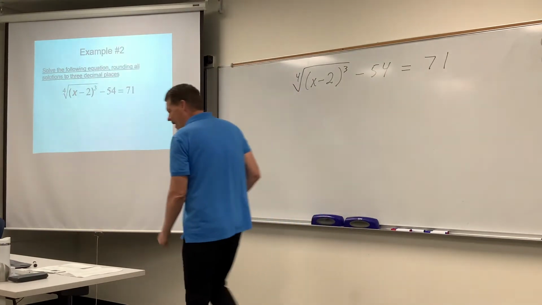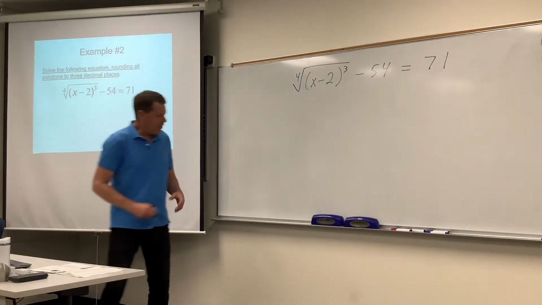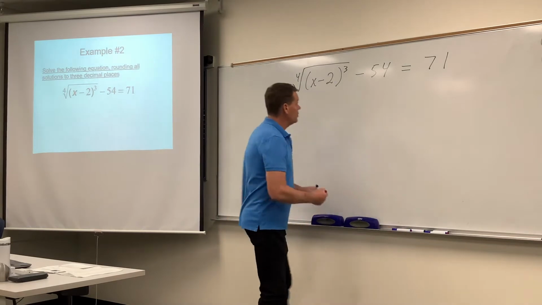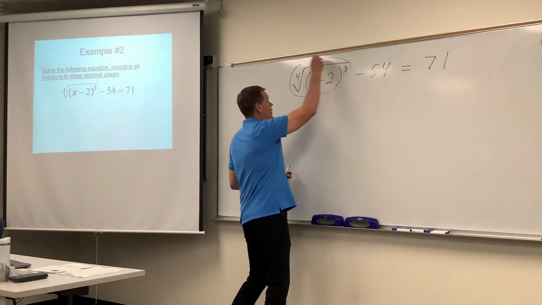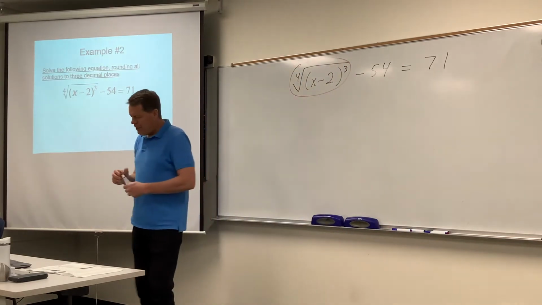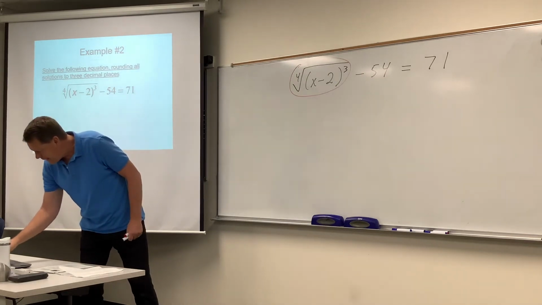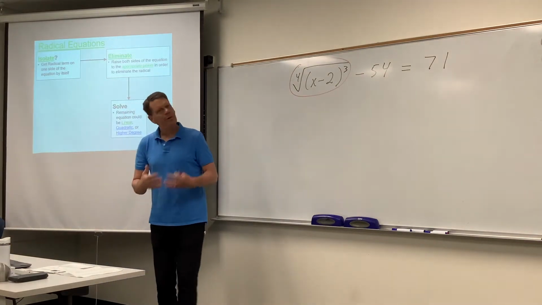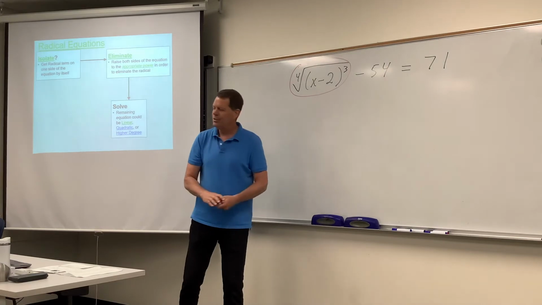Example 2, radical equations. I think it's pretty easy to identify that this would be a radical equation because there's a radical in there, all right? And so that would be the thing to focus on. And as we discussed on example number 1, please watch these in order. It really helps, I feel.